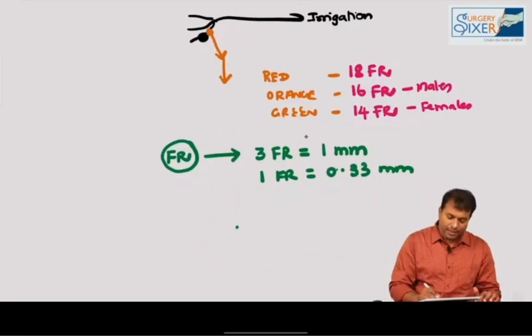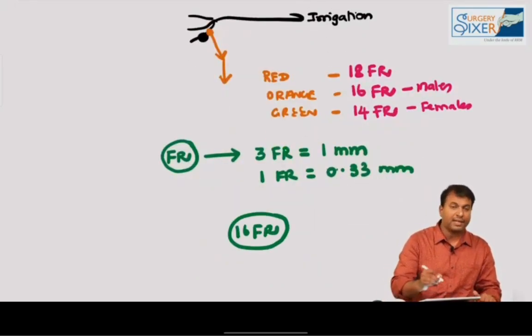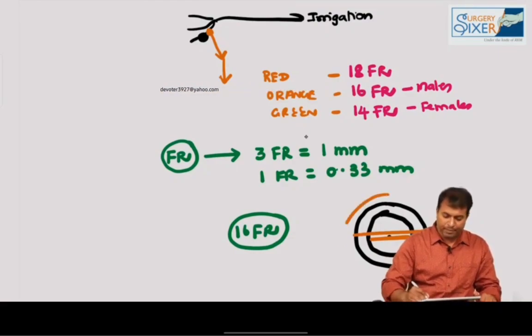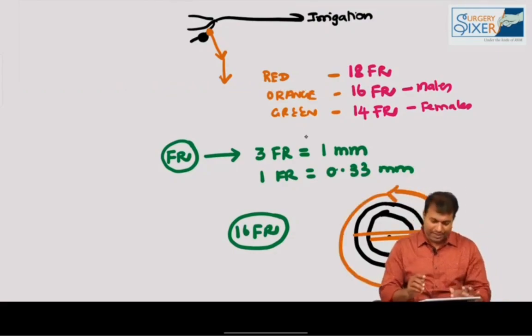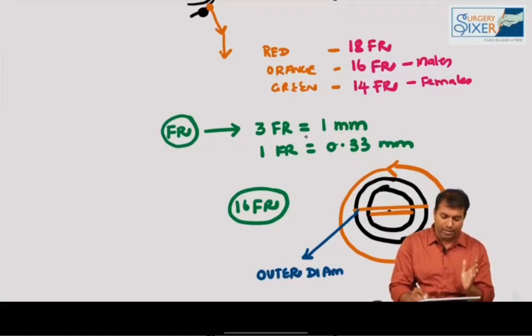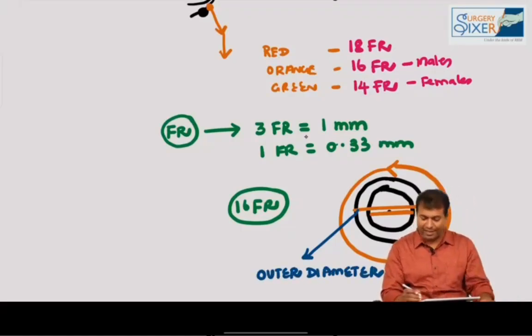If it is 16 French, what does that 16 correspond to? If this is the cut section of the Foley's, this is the midpoint, this is the inner diameter, this is the outer diameter, and this is the circumference. 16 French corresponds to the outer diameter of the Foley's. So no confusion, there is no controversy. This question has been confused and made more confusing by many books and faculties. So the outer diameter is this.